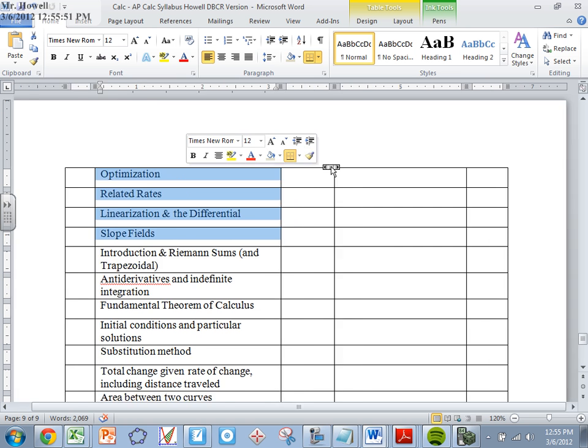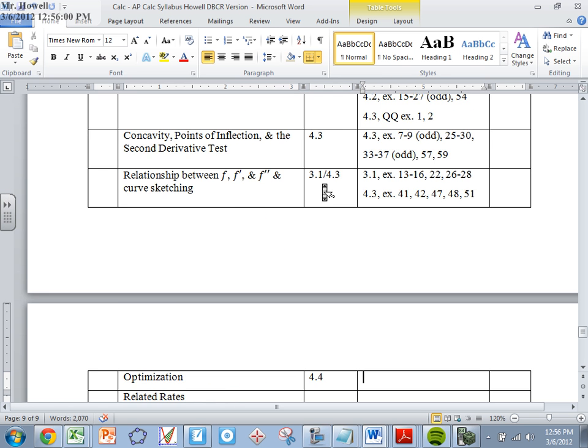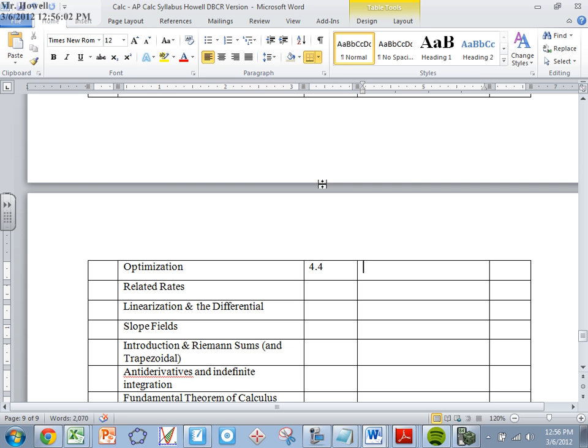For optimization, in your textbook, optimization was 4.4. Some practice problems for you are 4.4, examples 2, 7.